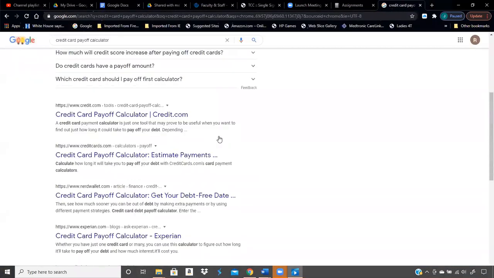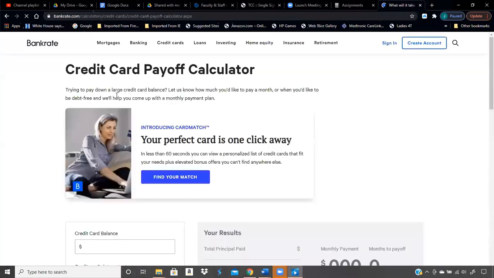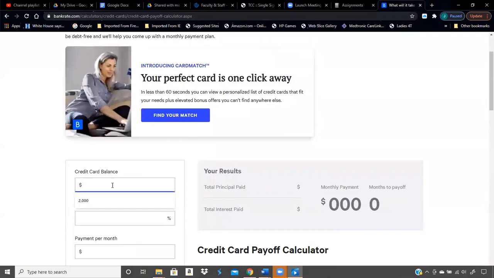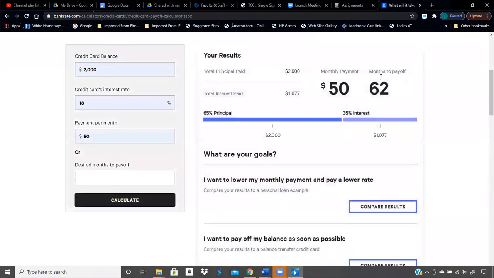And first one, this is my site, not my site personally, the one I really like. We started with a balance of $2,000. You can see I've done this before. An APR. Now, when it says interest rate, that means the annual interest rate, not the periodic rate. And then the payment per month, say we were making $50 payments. And look at that. In the snap of a finger, it did everything for us.